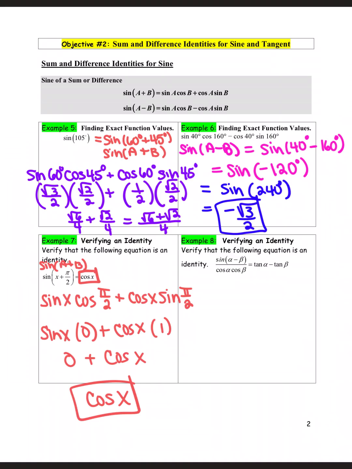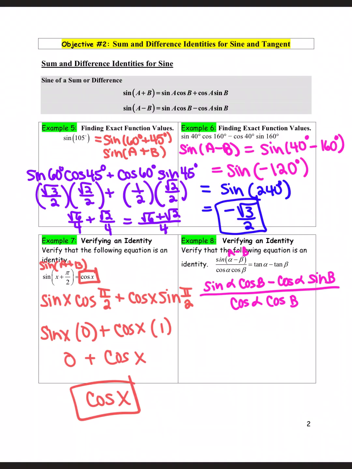Example 8, we're going to verify that sine of alpha minus beta all over cosine of alpha times cosine of beta is equal to tan of alpha minus tan of beta. So I'm going to start with the numerator, which is sine of alpha minus beta. So we have that A is alpha, B is beta. So we're using sine of A minus B formula. So we have sine of alpha cosine of beta minus cosine of alpha sine of beta. And this is all over cosine of alpha, cosine of beta.